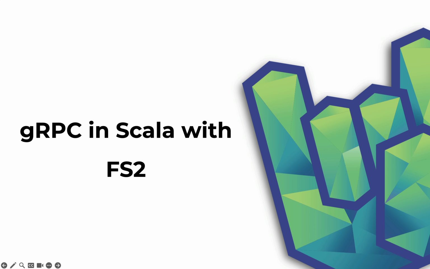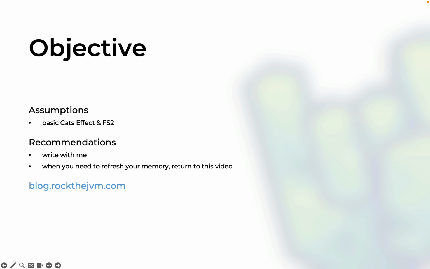So in this video, I'm going to show you step-by-step how we can make two microservices communicate via gRPC using HTTP4S, FS2, and Cats Effect. So I recommend that you have at least some basic familiarity with these libraries. I have a bunch of other videos here on the Rock the JVM channel. So to make the most out of this video, I recommend, as always, to write code with me.